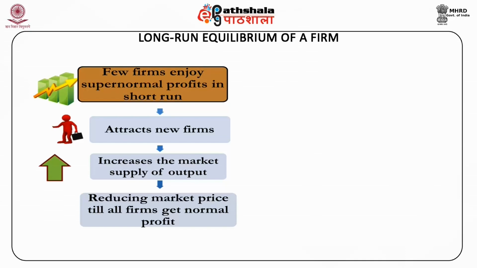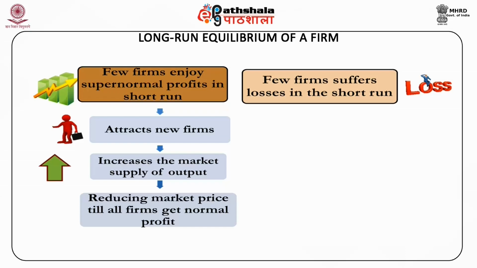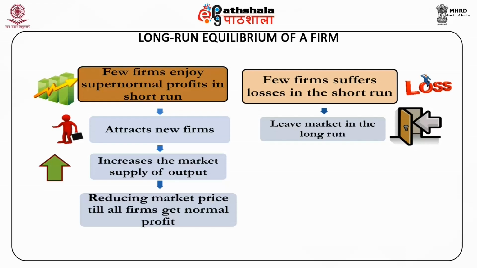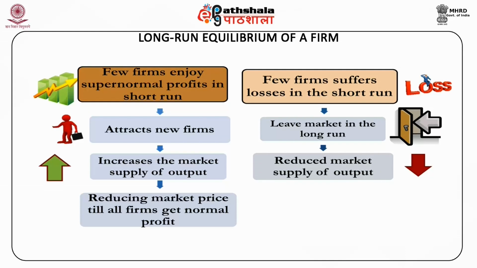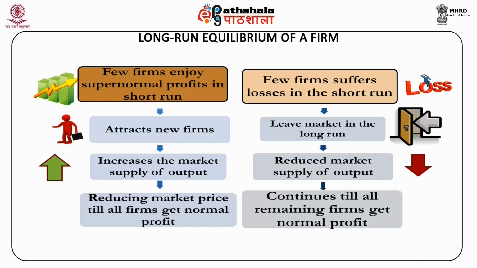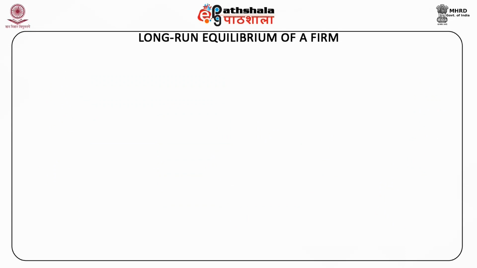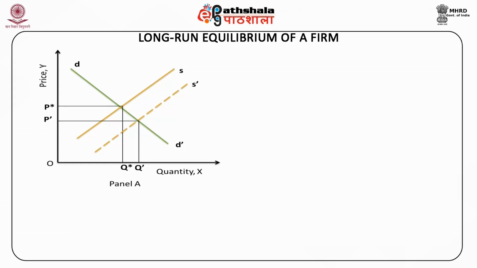On the other hand, if the firms in the industry suffer from losses during the short run, then they will leave the market in the long run. This leads to reduced market supply of output until all firms remaining in the market get normal profit. We will get an idea about the long run equilibrium in the industry through panel A. With new entrants in the market, supply increases from S to S dash. However, the price lowers to P dash and thus results in normal profits in the industry.